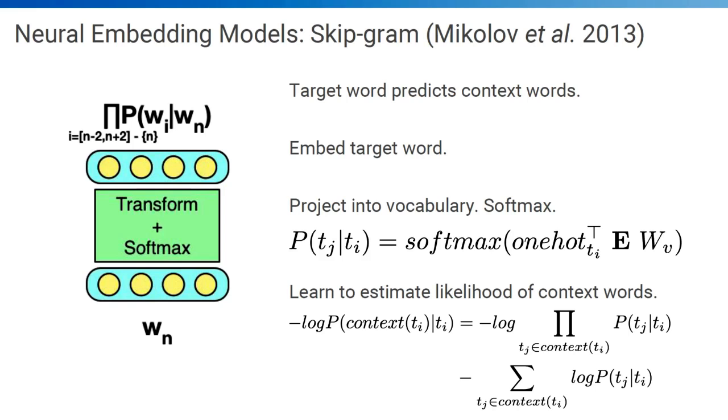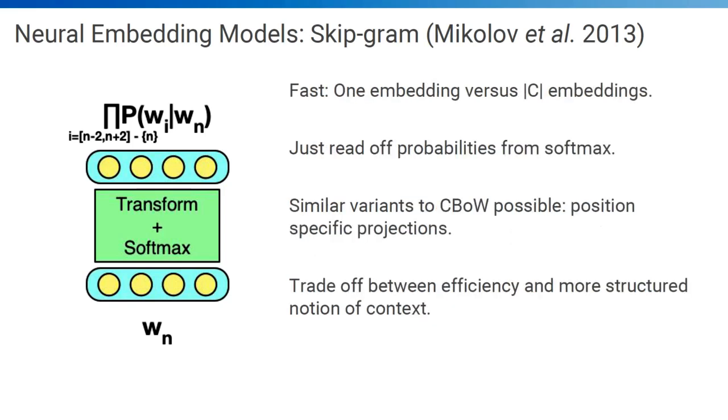So the likelihood of a set of context words given the middle word, your target word, separates out into, the negative log likelihood separates out into the log product of the probabilities of your context words given your target word, and you can move the log through there and have the negative sum of the log probability of each context word given the target. So this is very fast. You only have one embedding operation versus k, the size of your context. And you can just read the probabilities off from the softmax at the end.